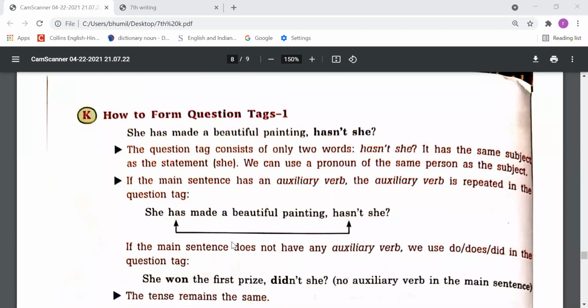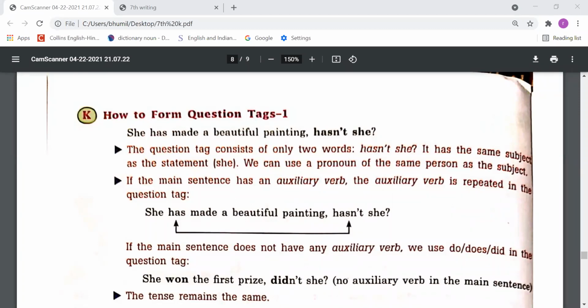First point, she has made a beautiful painting, hasn't she? The question tag consists of only two words, hasn't she? It has the same subject as the statement, she. We can use a pronoun of the same person as the subject. Second point, if the main sentence has an auxiliary verb, the auxiliary verb is repeated in the question tag. She has made a beautiful painting, hasn't she? If the main sentence does not have an auxiliary verb, we use do, does, did in the question tag. She won the prize, didn't she? No auxiliary verb in the main sentence.